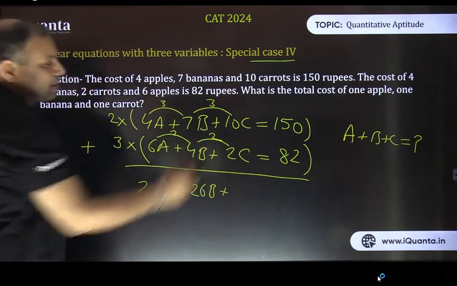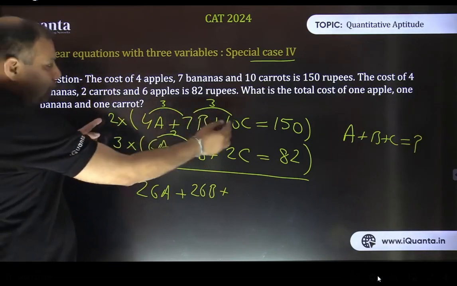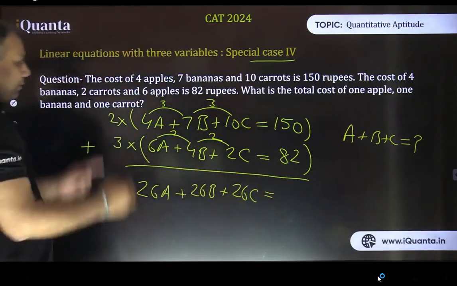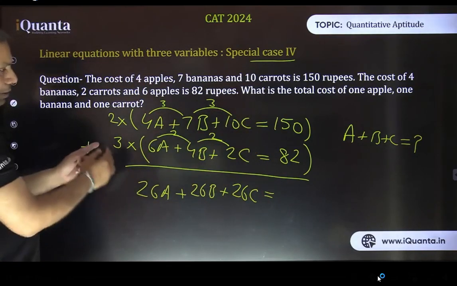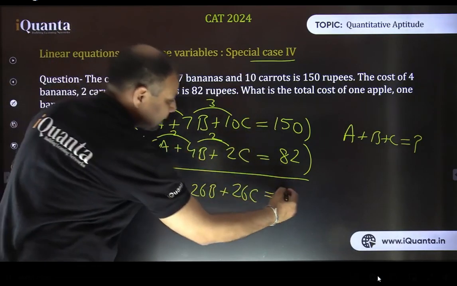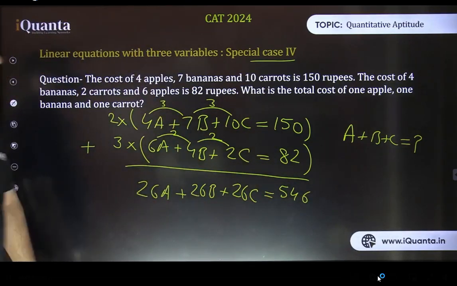And in exactly the same way, the third one is also going to be the same. Let's check. 2 into 10, 20 and 3 into 2, 6. That is 20 plus 6, or 26c, equals how much? 2 into 150 is 300, and 3 into 82 is how much? That is 246, right? So 246 and 300, that makes it 546. So that is the equation we are having.